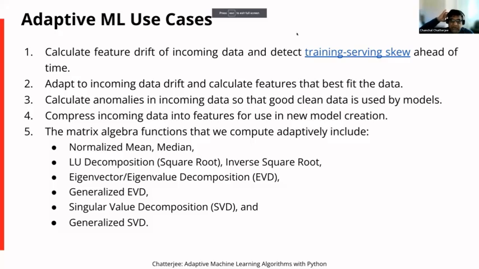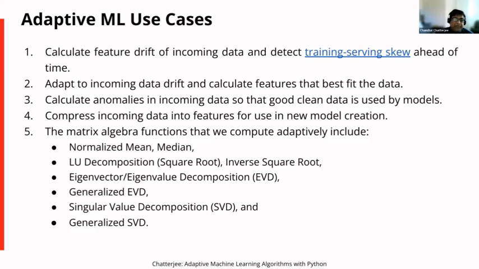So we took several use cases. Calculate feature drift of incoming data. So for example, if you're doing training of data, you want to know training serving skew, adapt to incoming data drift and calculate features that best fit the data, calculate anomalies in incoming data, compress incoming data into features for use in new model creation. So instead of trying to keep transferring all the raw data up to the cloud, you want to have compressed data that you are sending out to the cloud so that you don't have to send a huge volume of data.